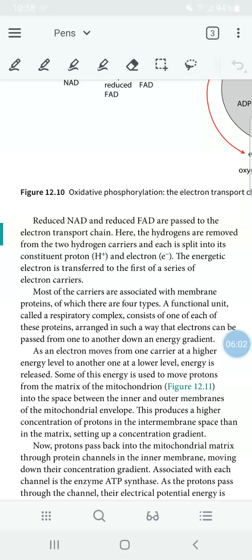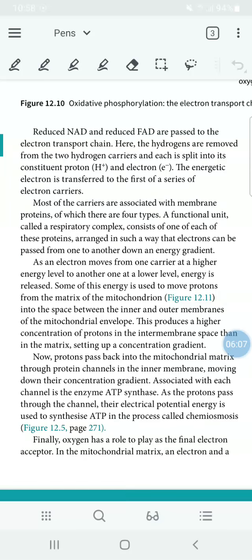This produces a higher concentration of protons in the intermembrane space than in the matrix, setting up a concentration gradient. So this part you should understand as a story. Step by step you have to understand. There is nothing much to understand. You have to remember. You have to remember these parts as a story.